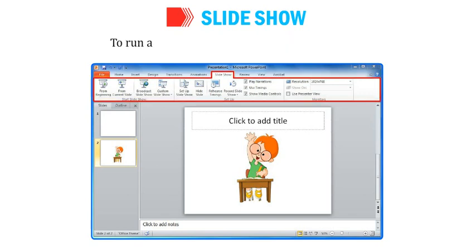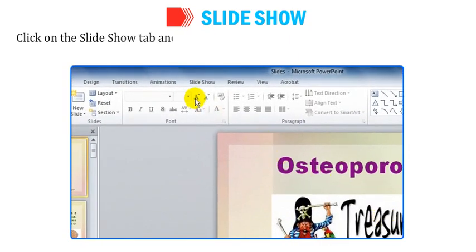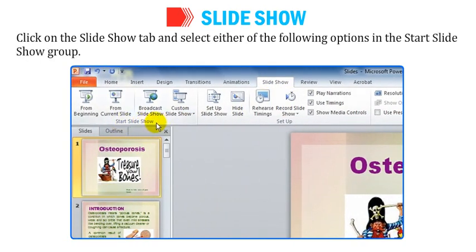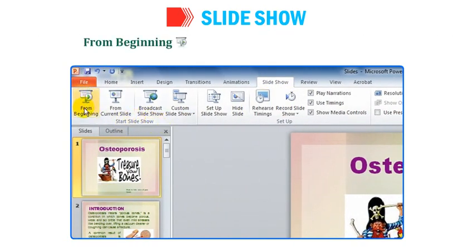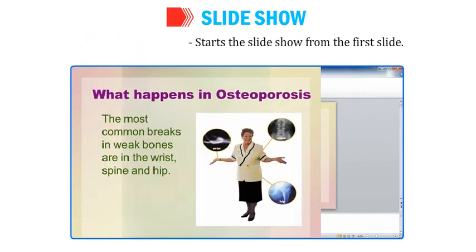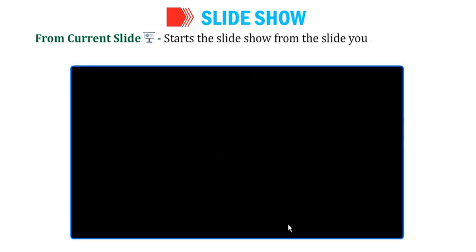To run a slideshow, follow the steps given below. Click on the Slideshow tab and select either of the following options in the Start Slideshow group. From Beginning starts the slideshow from the first slide. From Current Slide starts the slideshow from the slide you are currently working on.